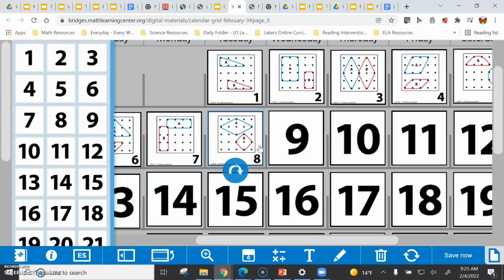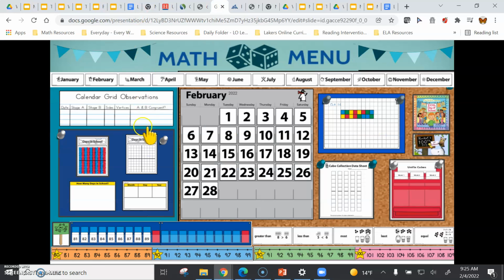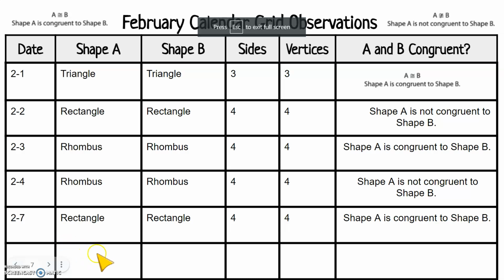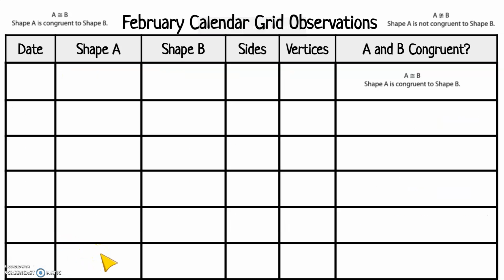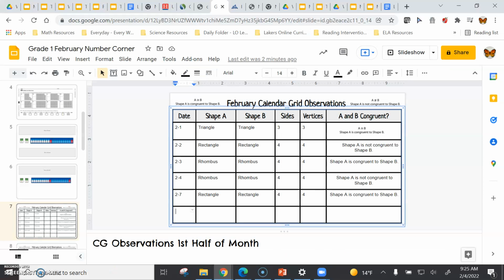And if you look at it carefully, they're not the same size. Are these two shapes, shape A at the top, shape B at the bottom, are they congruent? The answer is no. So we need to go back to our information and we need to add that in, that these two shapes are not congruent. So we'll put that in. That we had a rhombus and we had a square.